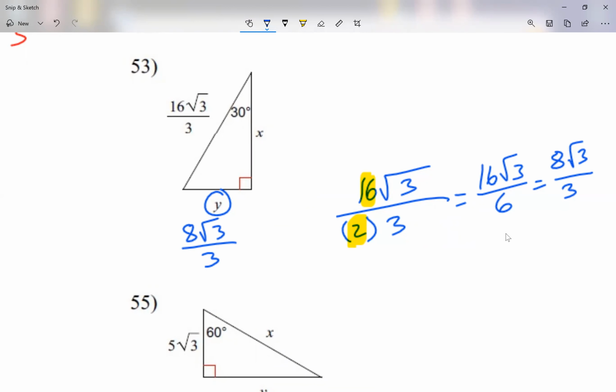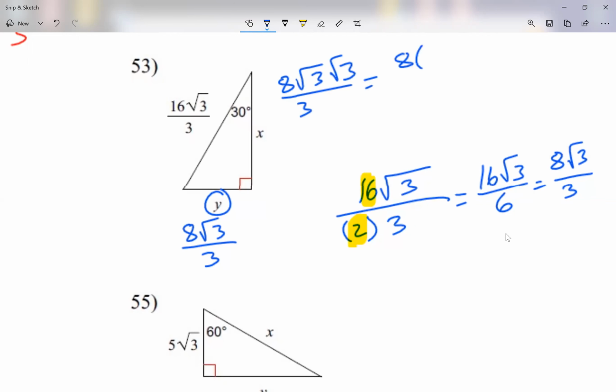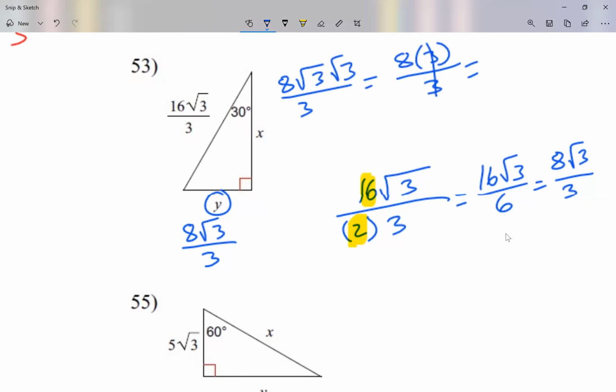Good. Now that I have the small side, I can solve for x. I'm going to go 8 radical 3 over 3, and now I have to multiply this by radical 3. Remember, to get from the small side to the medium side, you multiply by radical 3. So that gives me 8 times 3 over 3, because radical 3 times radical 3 gives the 3. I'm really just going to cancel out the 3's, so I get that x is equal to 8.